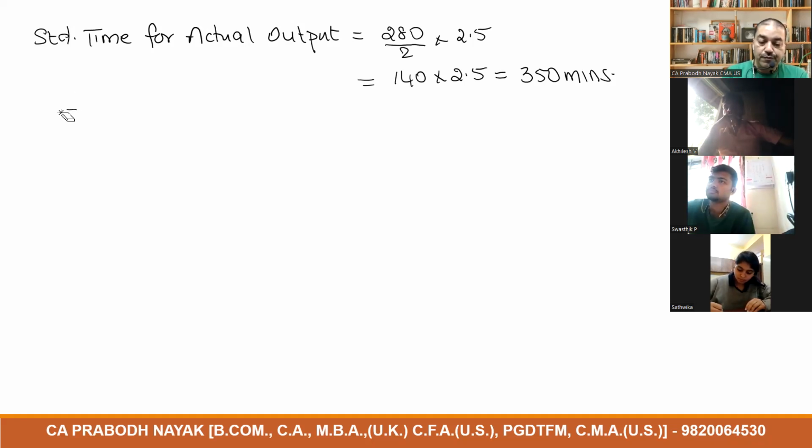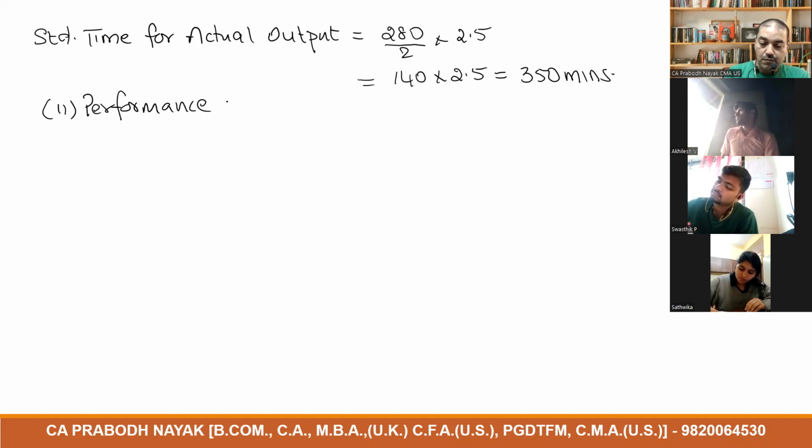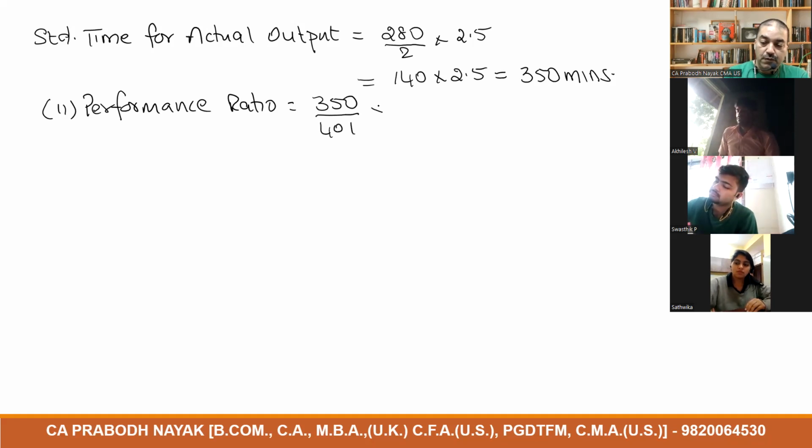Performance ratio: standard time upon actual time. So 350 divided by 401 into 100. That is 87.28%.